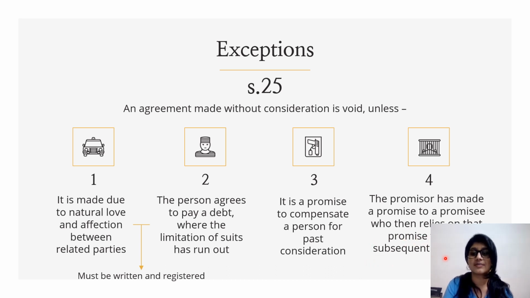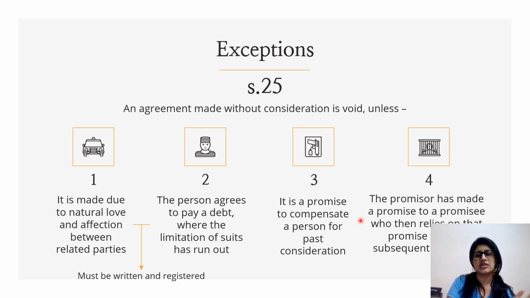Fourth, if the promiser has made a promise to a promisee who then relies on that promise to their subsequent detriment. So now if I promise something to you and based on what I've told you, you go ahead and make a contract with somebody else, and then I don't follow through with a promise, it falls to your detriment.